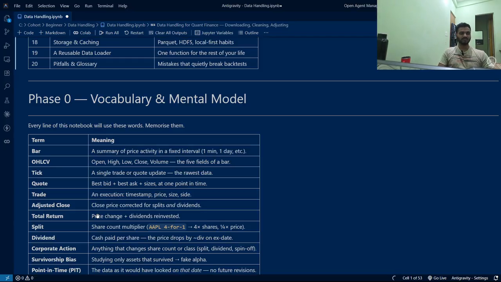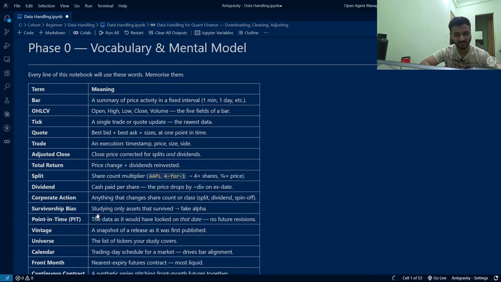Now, then you got your tick. A tick is basically a single trade or a single quote update. That's the rawest form of data. Then your trade and execution: timestamp, price, size, side, right? Then you got your adjusted close, price corrected for splits and dividends, total return, very easy.